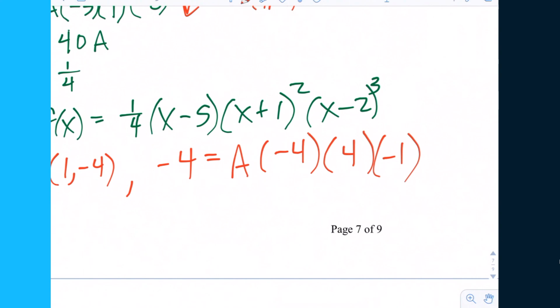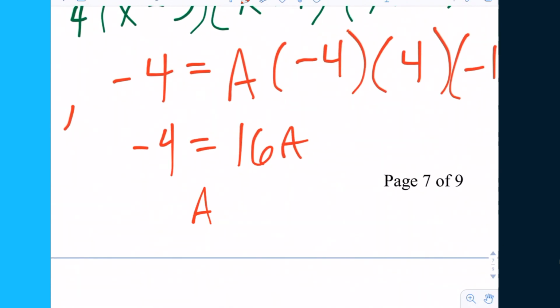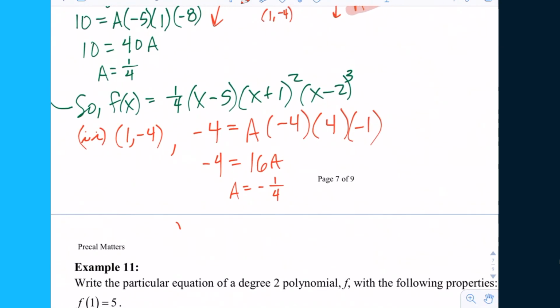Your negative 4's divide out on both sides, but maybe you don't see that right away. Maybe you just call that positive 16a, whatever you want to do. A then would be negative 4/16, which is negative 1/4. Oh, okay. So the graph of the red function has an equation of negative 1/4 times x minus 5 times x plus 1 squared times x minus 2 cubed.